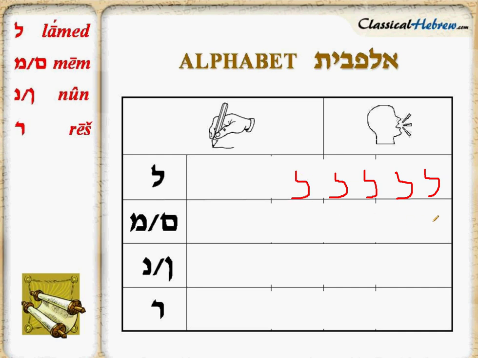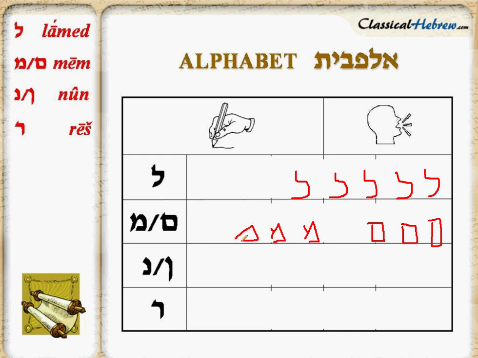Mem, final mem is just a square. Achat, shtayim, shalosh, arba. 1, 2, 3, 4. And the other mem is going to go like that. Achat, shtayim, shalosh, arba. 1, 2, 3, and 4.